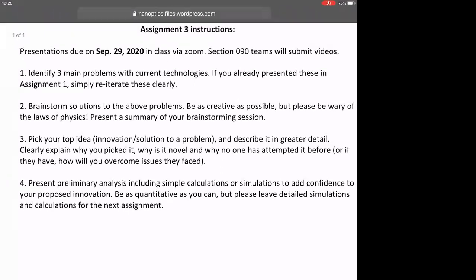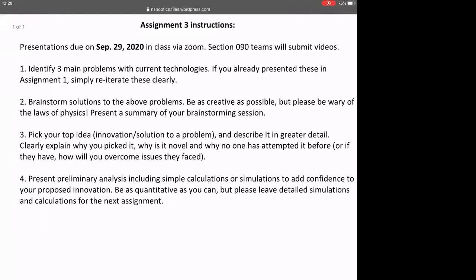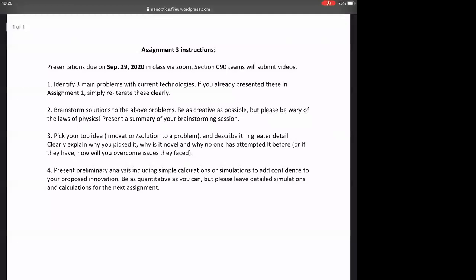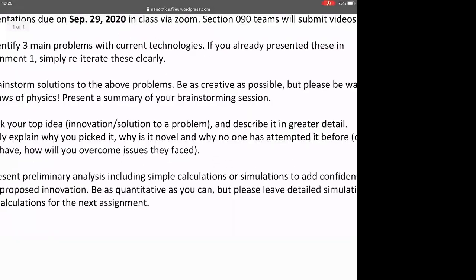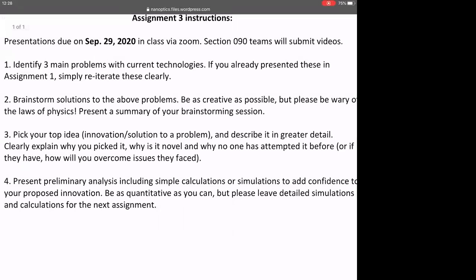And step 3 is to pick your top idea, which is essentially an innovation or a solution to a problem or multiple problems. So you have to pick something that you want to focus on and describe it in greater detail. Clearly explain why you picked this one, why is it novel, and why no one has attempted it before, or if people have done it before, what issues did they face that you will try to overcome. You don't need to say exactly how you overcome, but maybe have an idea of how to overcome them. Okay, and I can help you with these if you have questions along the way.